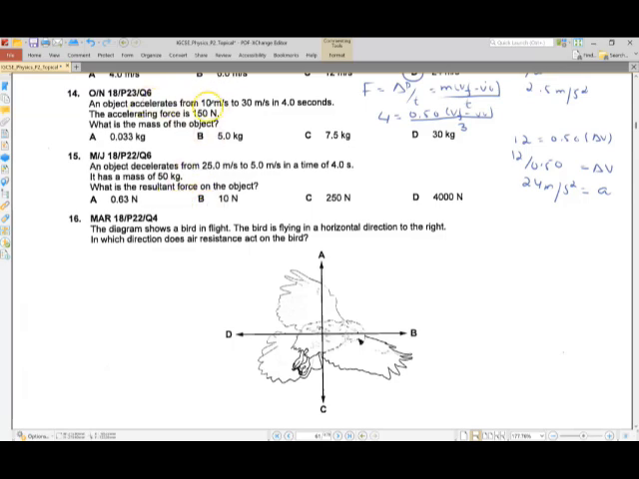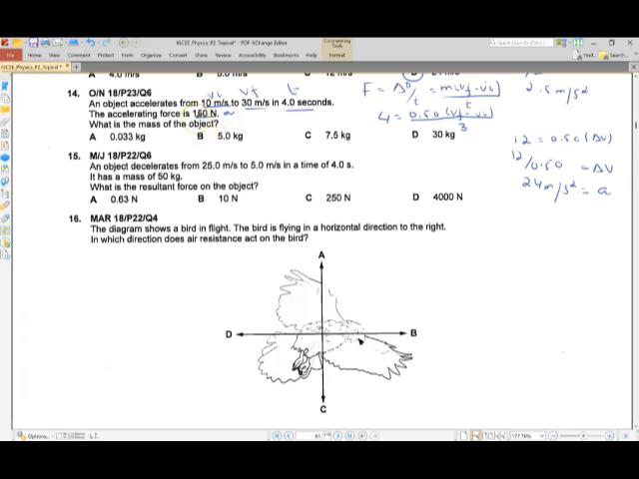An object accelerates from 10 meter per second to 30 meter per second in 4 seconds. The accelerating force is 150 newtons. What is the mass of the object? Okay. So this is our initial velocity. This is our final velocity. This is our time. This is the accelerating force, and we have to find the mass.